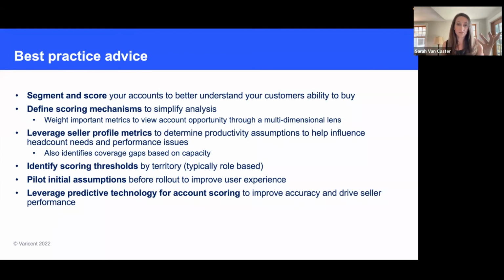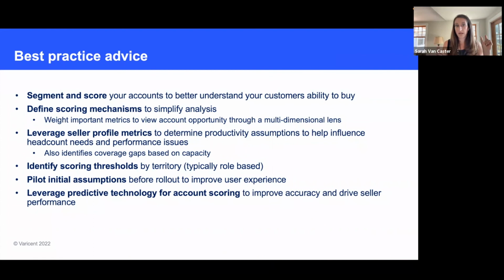Of course, segmenting and scoring helps you better understand your customer's ability to buy. Defining scoring mechanisms simplifies things, but the weighting is where you can get to that multidimensional view of what that score needs to be. We could have done a whole separate session on digging into the weighting. Leveraging seller profile metrics, we mentioned this briefly.